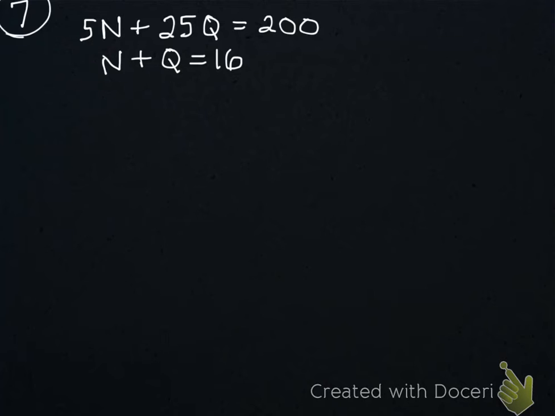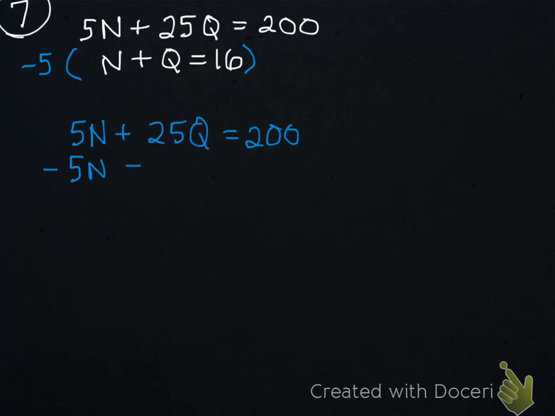Now let's look at it. Which one do we want to multiply by in order to get rid of it? I'm going to pick getting rid of the n's because it's smaller numbers. Multiply the bottom equation by negative 5. But let's write the top equation down first. So I have 5n plus 25q equals 200. Now my bottom equation: negative 5n minus 5q equals negative 80.